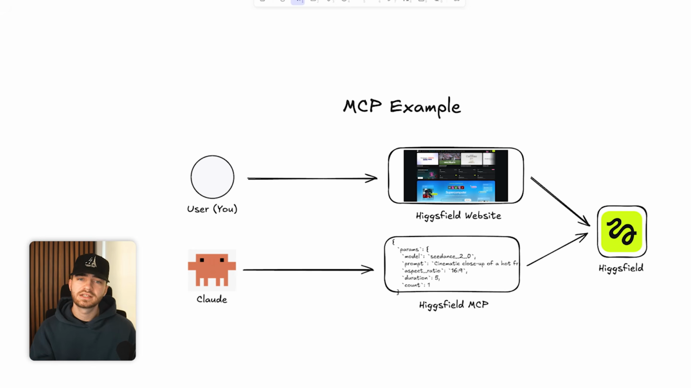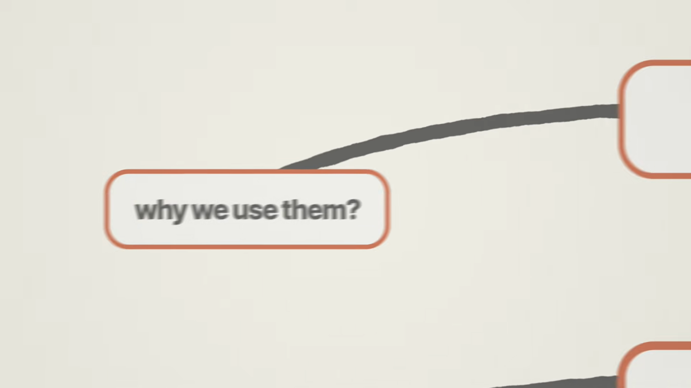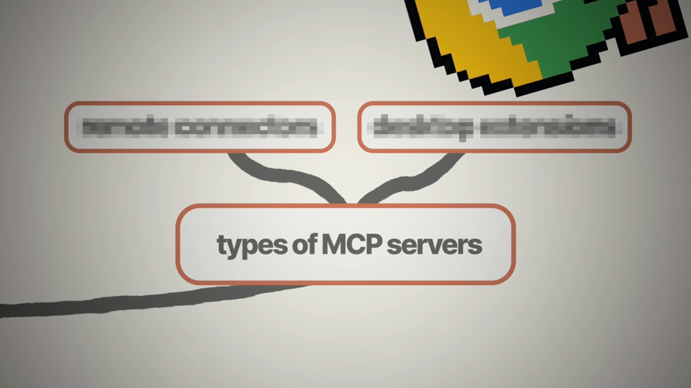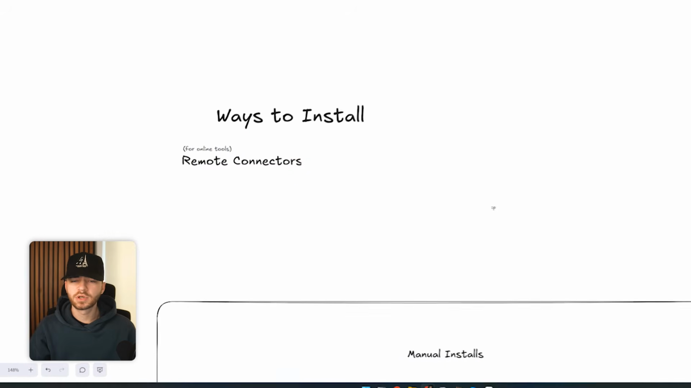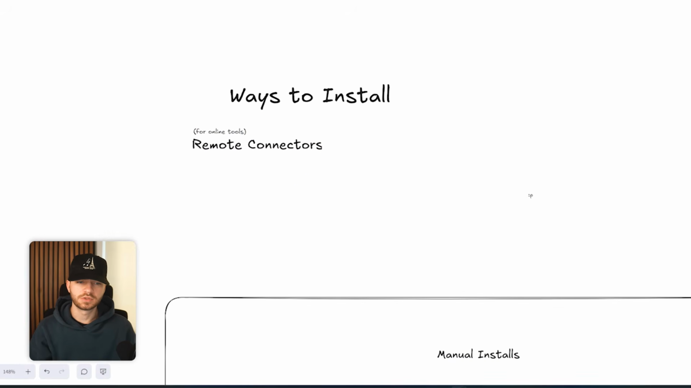And again, it just makes sense for us to use this format with Claude because AI agents do best with code and text. So when you want to give your AI agent access to outside tools, you do that through an MCP server. Now, there are 2 different types of MCP servers. We have remote connectors and desktop extensions. Remote connectors are going to be for your online tools. So think Canva, Google Sheets, Higgsfield. Any online cloud or SaaS product is most likely going to use a remote connector.